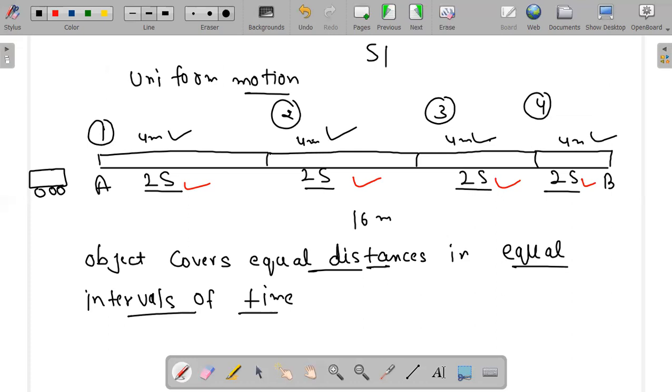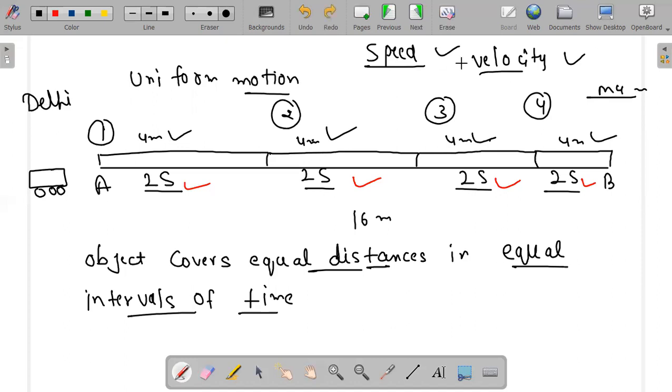Now if I say speed, I don't know about direction. But if I say that the car is going from Delhi to Mumbai, then I can find velocity. Remember this thing. If it is written Delhi to Mumbai, I can find speed and velocity. And if it is not written Delhi to Mumbai, then I can find only speed. The only difference between speed and velocity is direction. If I have direction, I can find both. If I don't have direction, I can find only speed, because velocity always goes with direction.